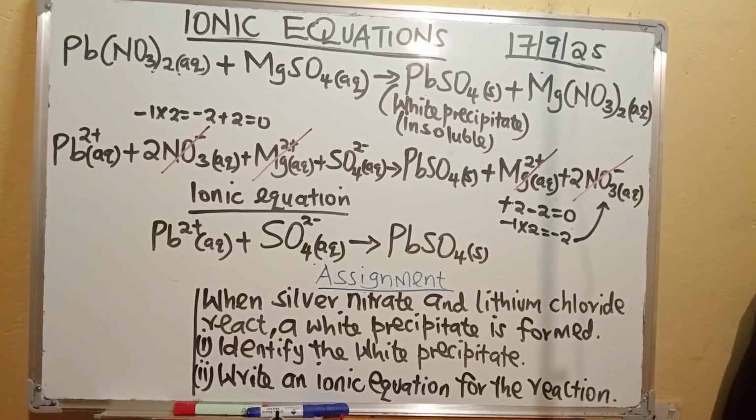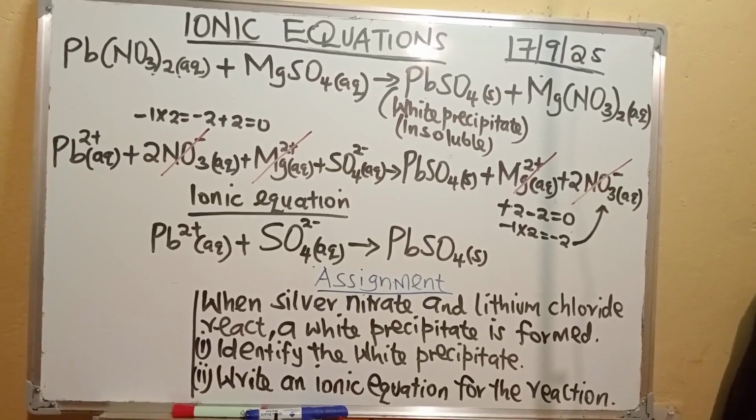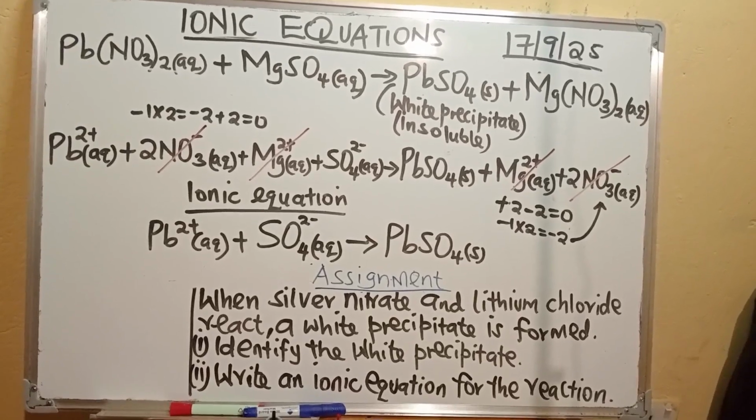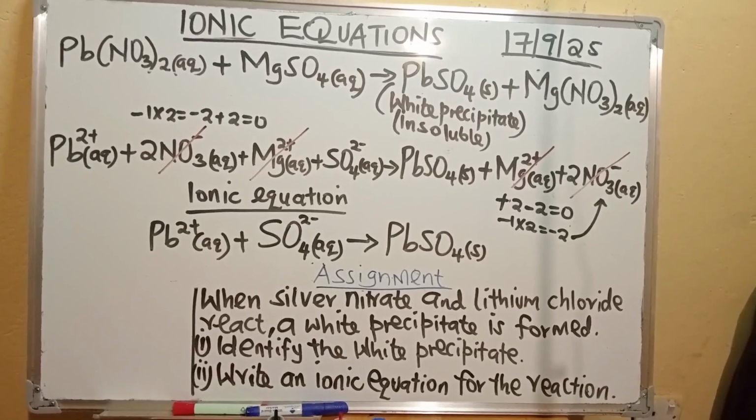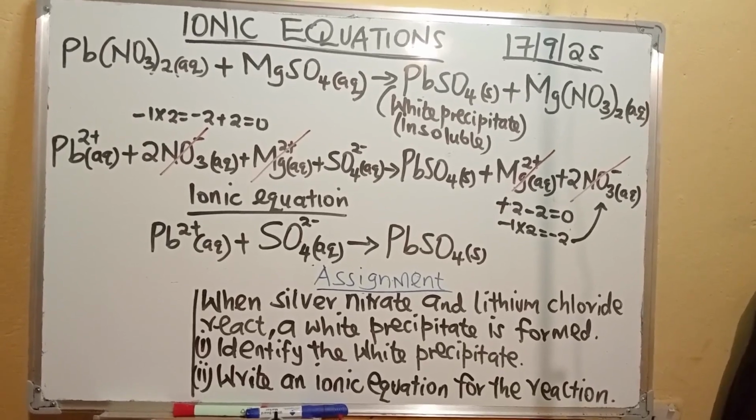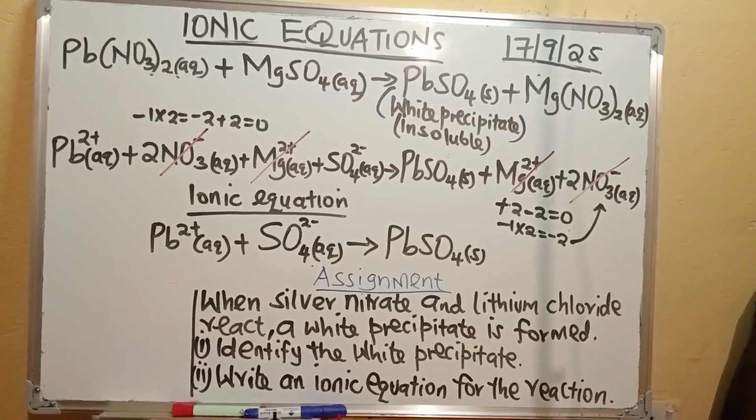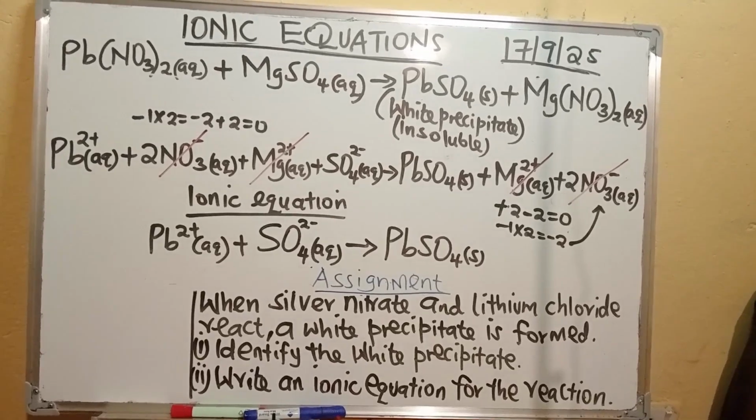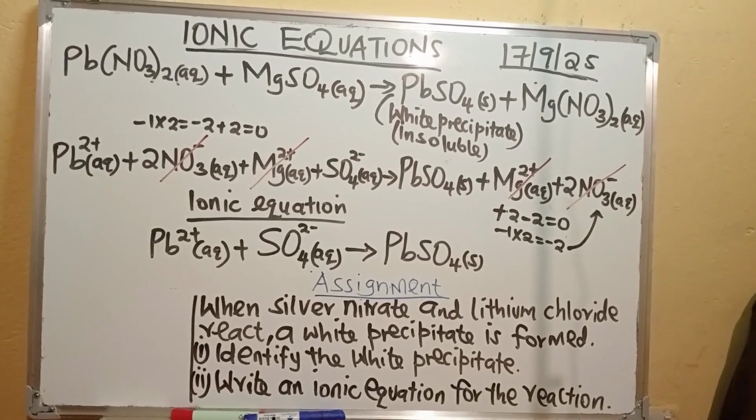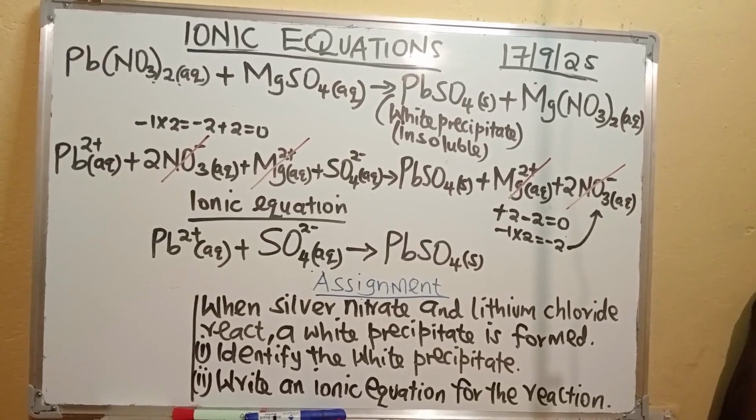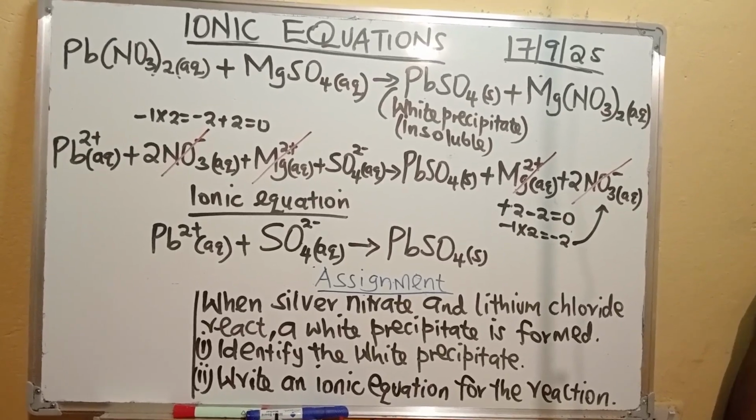Finally, we have this assignment for you. When silver nitrate and lithium chloride react, a white precipitate is formed. Roman 1, identify the white precipitate, and Roman 2, write an ionic equation for the reaction. Make sure that you try this one, and in the comment section you can write the ionic equation that you determined, and I will tell you whether you did it the correct way or not. In case of any difficulty, remember, I always tell you that I'm a comment away from wherever you are.